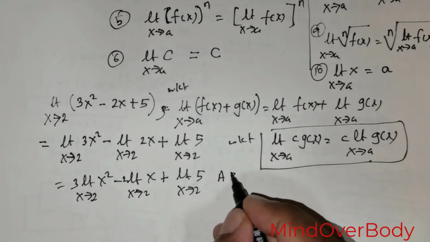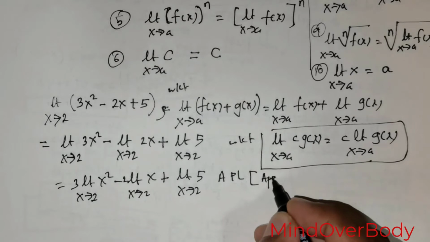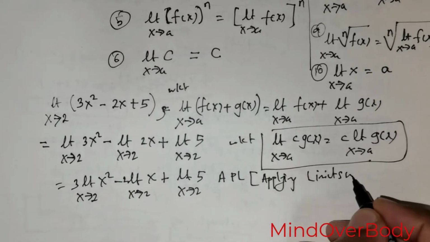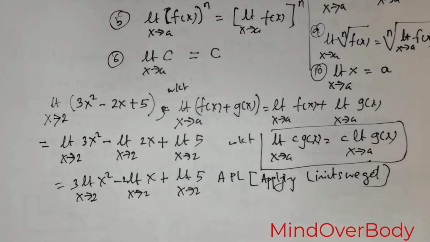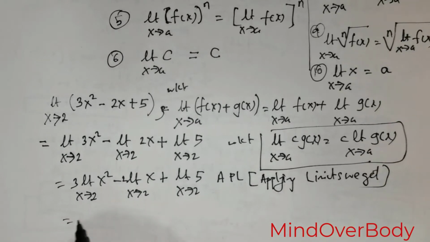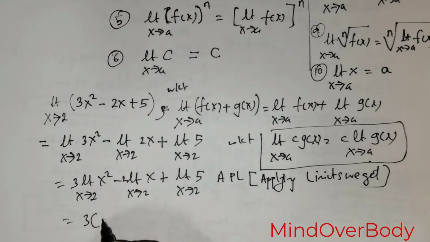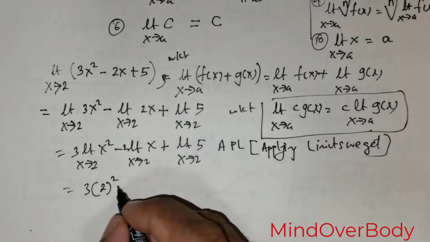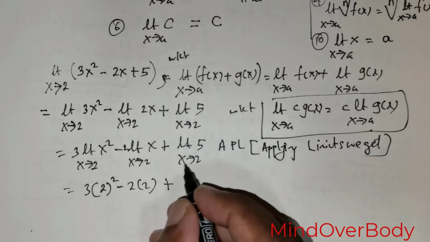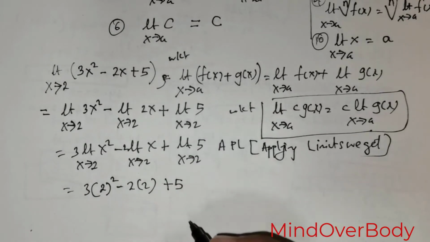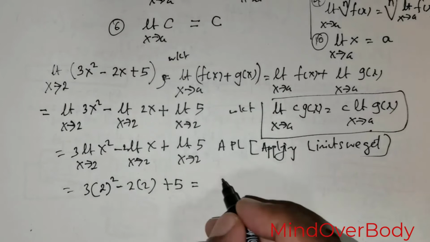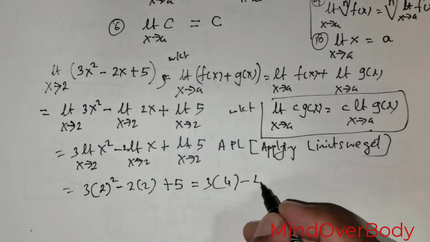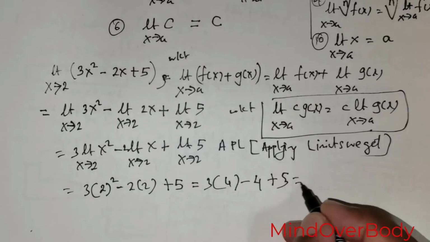Now applying limits, we get 3 times 2 raised to the power of 2, negative 2 times 2. For a constant, the constant is retained. So this is 3 times 2 squared, which is 4, negative 2 times 2, which is 4, positive 5.